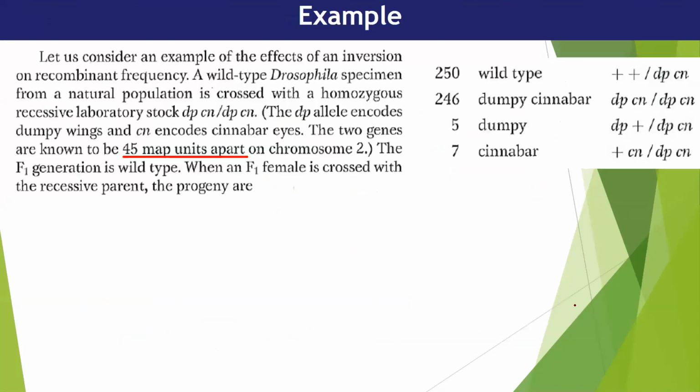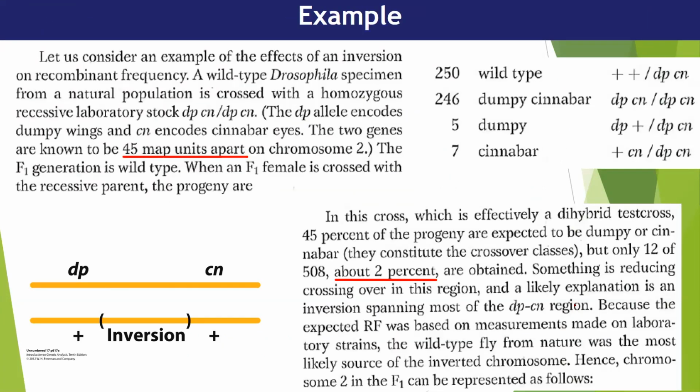All right, so this is an example. I think this is an example problem from our textbook, and it is the same situation. For example, the two genes are known to have a genetic distance of 45 map units between them. However, if we perform a hybrid test cross to measure the genetic distance experimentally, this is the data.